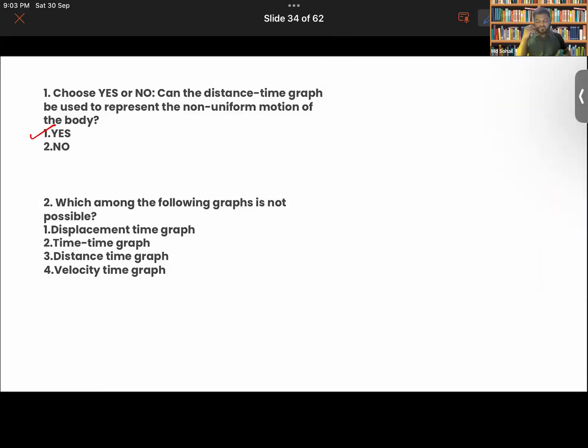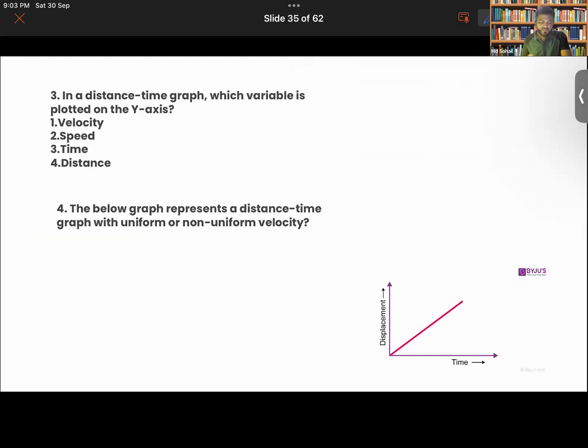Next question, Chakrika. Which among the following graphs is not possible? Exactly. Because we plot a graph between two different quantities, not two same quantities. Okay, Sandosh, you see question number 3. What does the question say? In a distance time graph, which variable is plotted on the y-axis? Distance, sir. Distance, good.